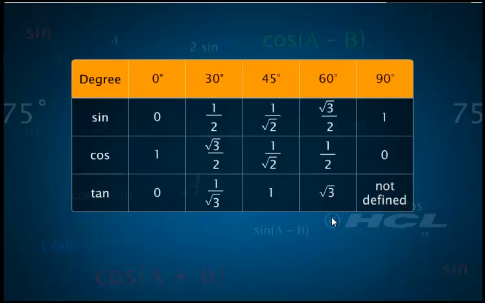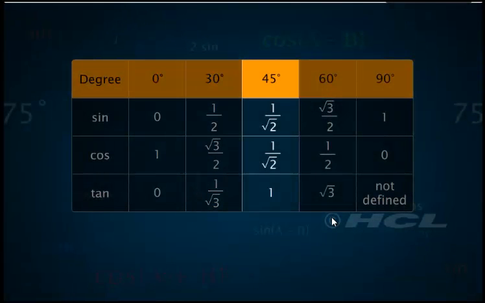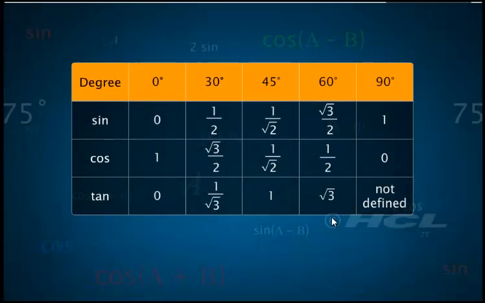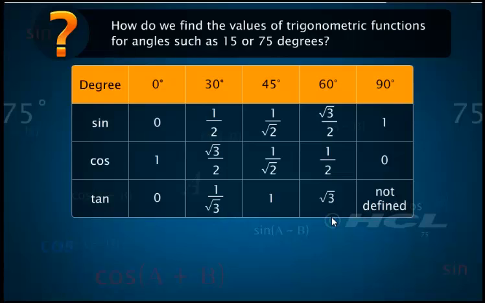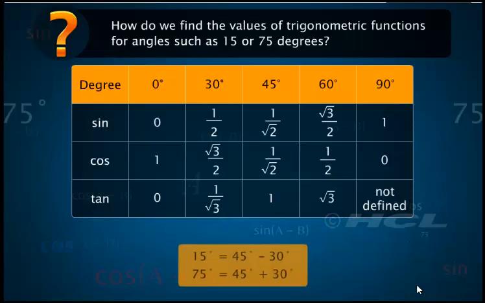We know the values of trigonometric functions for the standard angles 0, 30, 45, 60 and 90 degrees. But how do we find the values of trigonometric functions for angles such as 15 or 75 degrees? Well, these angles can be expressed as sums of or differences between the angles 30, 45, 60, 90, etc., for which we know the values.